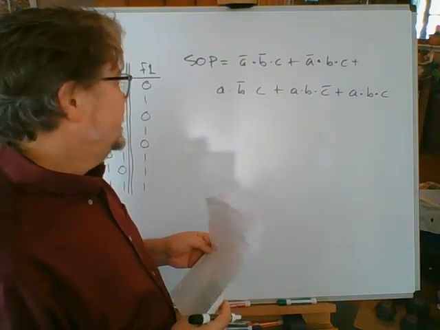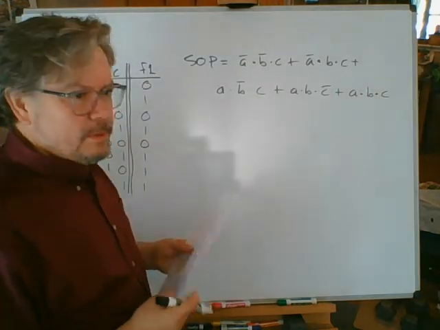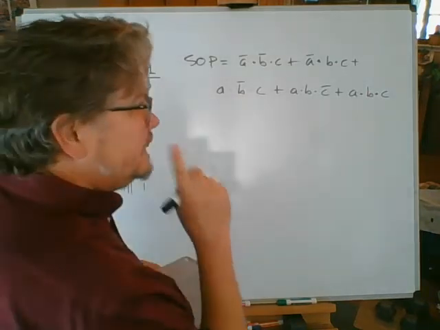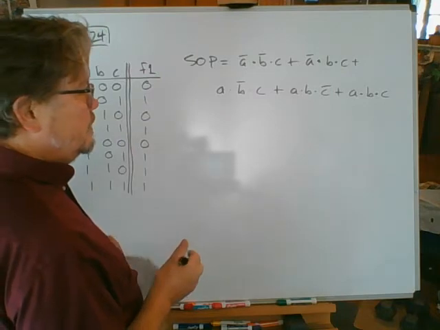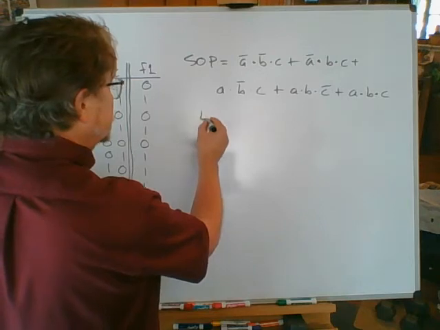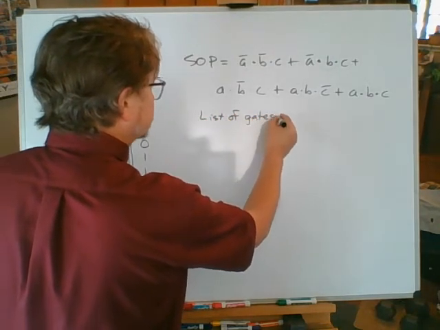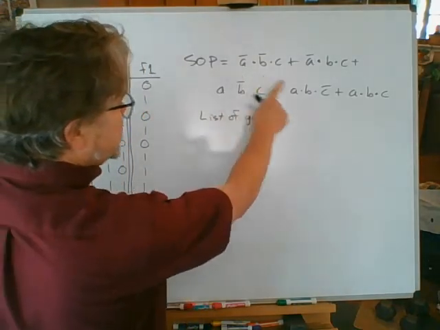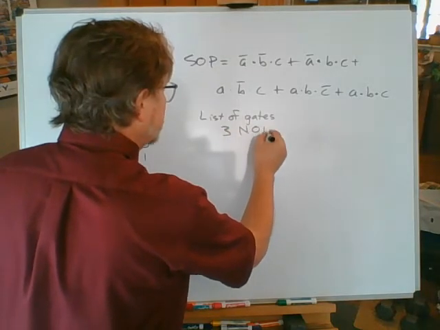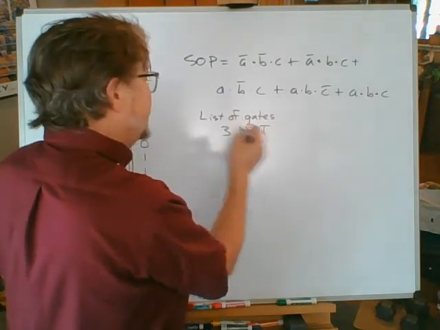Canonical sounds like it must be the best, the gold standard. Except what we're about to find out is, in some ways it might not necessarily be the best. Let's do a shopping list if we're going to actually build this circuit. List of gates that we'll need. Well, A, B, and C at one point or another are all NOTed, so we're going to need 3 NOT gates.